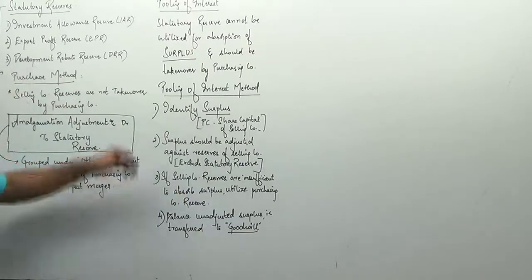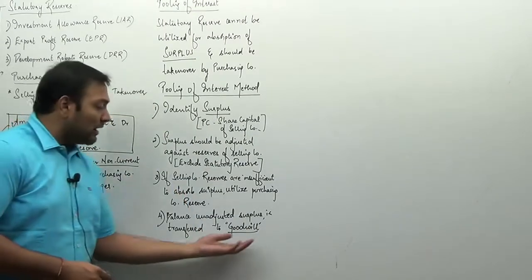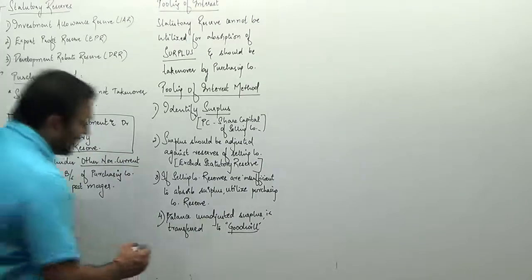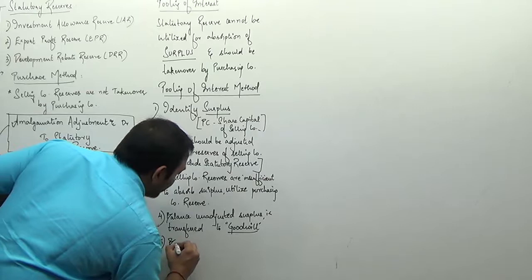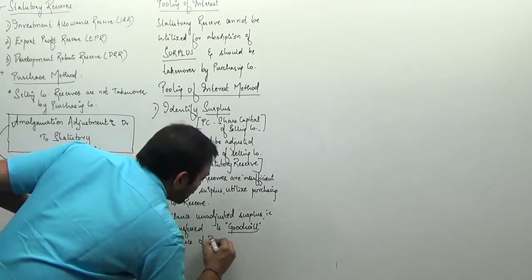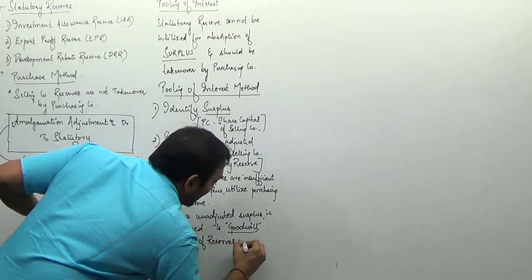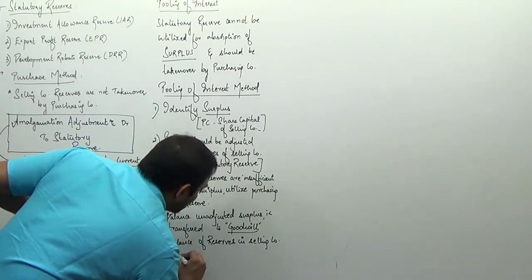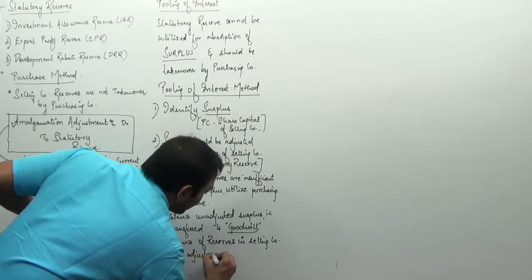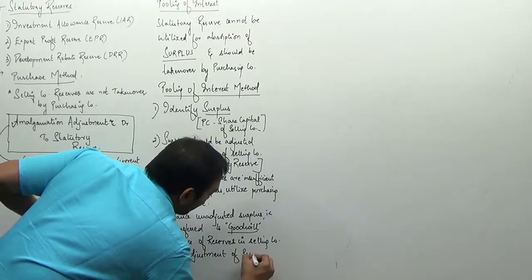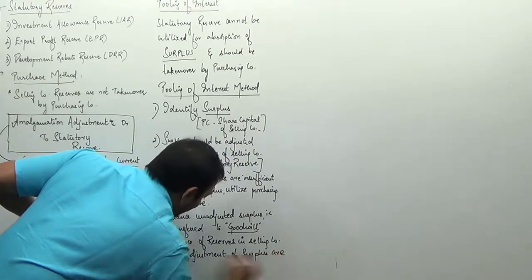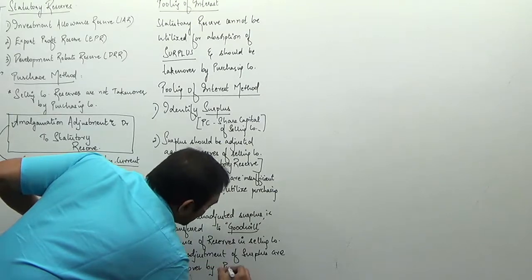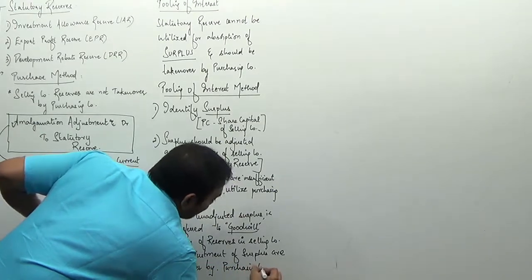So, if you have an opinion that whenever a pooling of interest method is there, I won't get goodwill, that is absolutely wrong. I do have a situation where I can get goodwill whenever you are talking about the pooling of interest method as well. My balance of reserves in the selling company after adjustment of surplus are taken over by the purchasing company.